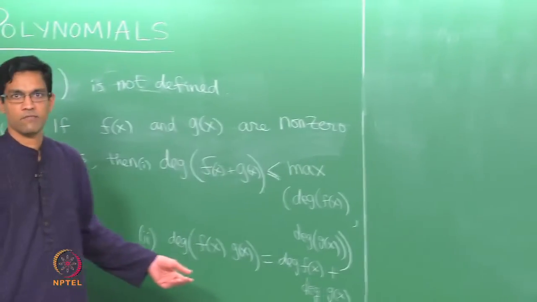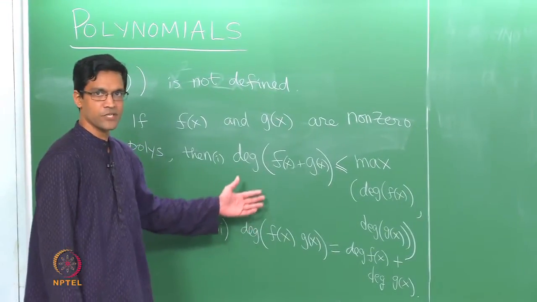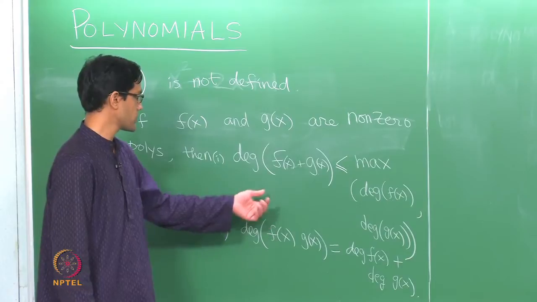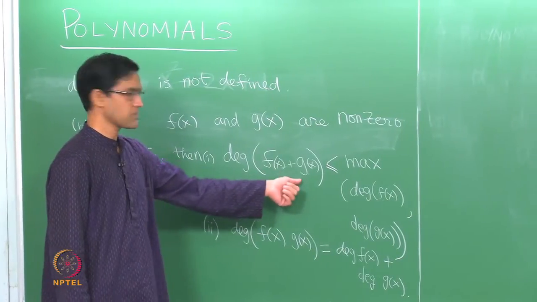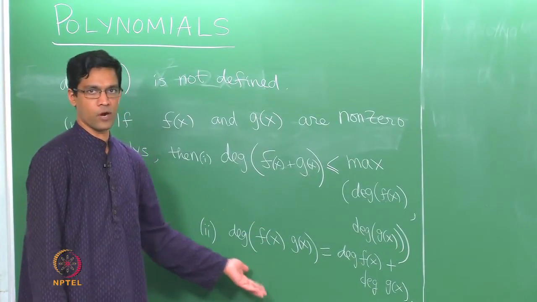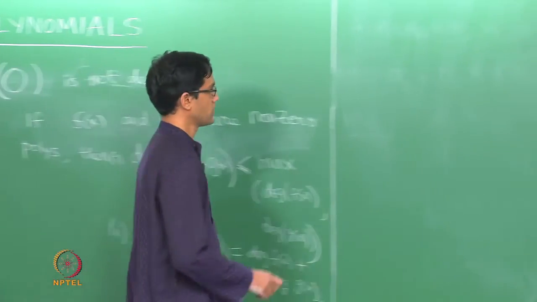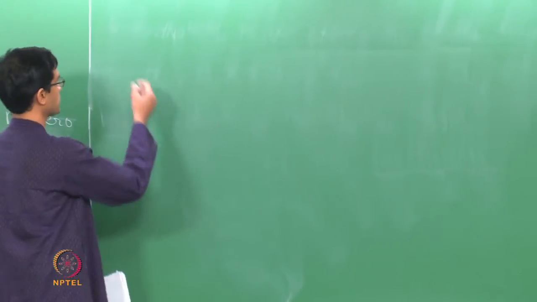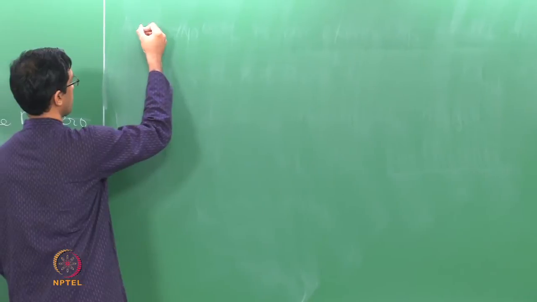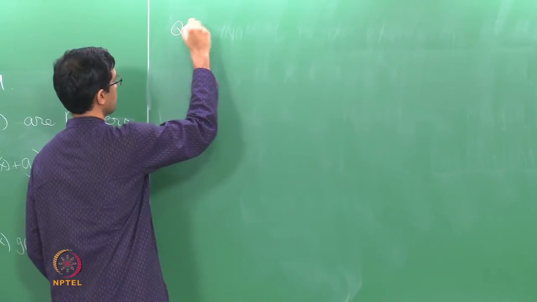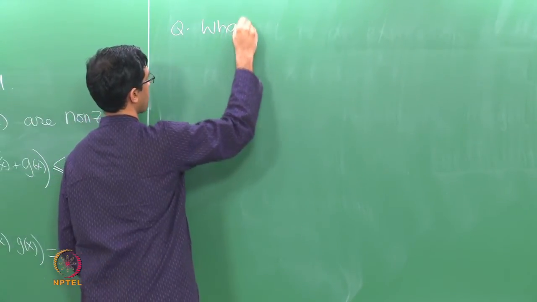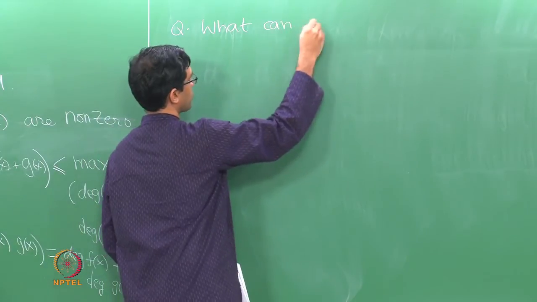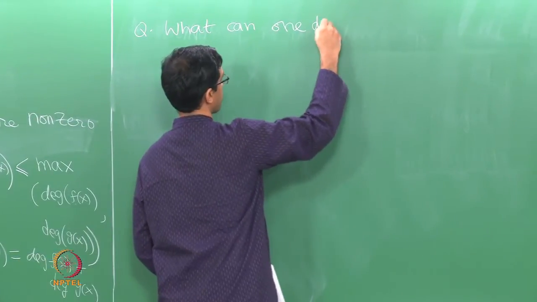Observe that while we did this, I have silently slipped in two operations. I have said something about a sum of two polynomials and the product of two polynomials. These are just the natural operations on polynomials. So here is basically the following question: what can one do with polynomials?